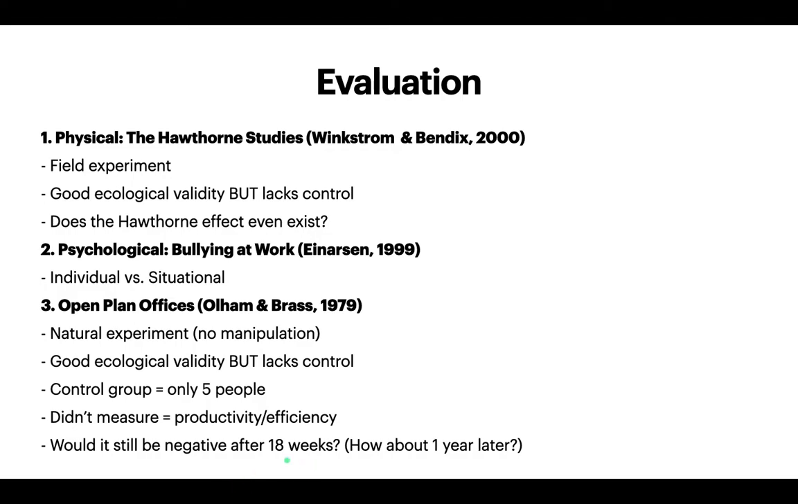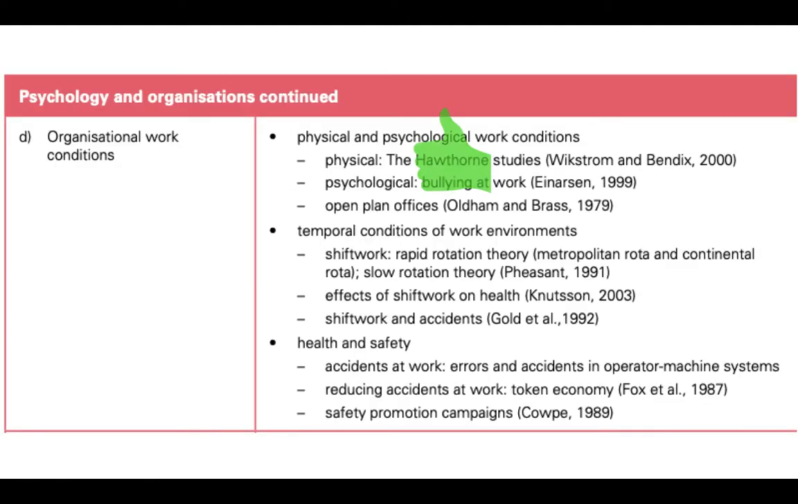Will it still be negative after 18 weeks? How about a year later? This is one of the things about longitudinal studies: when do you stop measuring? 18 weeks is a fairly long period of time, a few months. But what about 1 year, 2 years, 3 years? Would people develop their own ways of adapting to an open office plan? Would they be able to enjoy it after 1 year? We don't know.